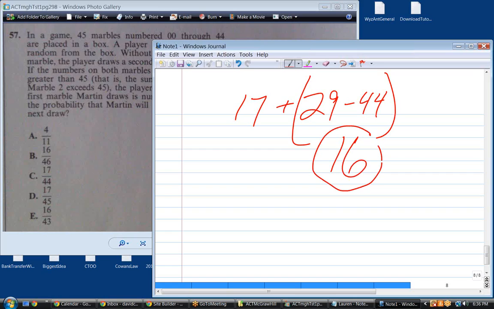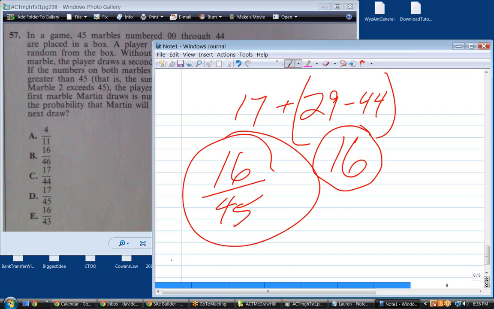So there are 16 marbles that have the number you want on them out of how many? Out of 45? 45. 16 out of 45 is the answer we're looking for. It's not over.